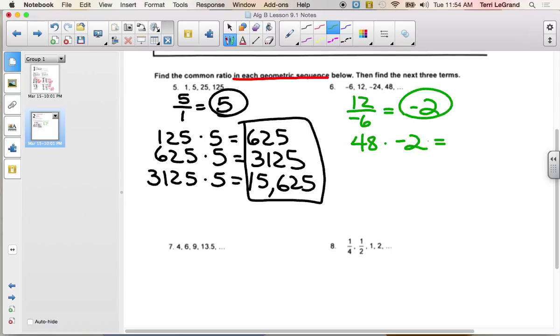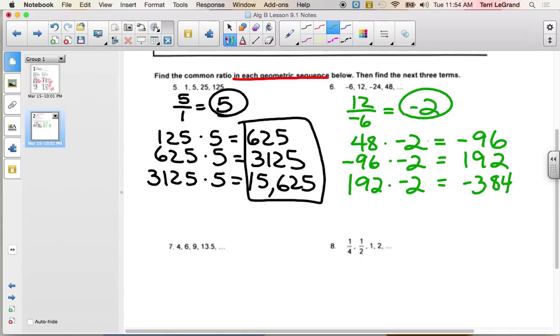And again, you can use your calculators, but let's write it down before you do. What's 48 times -2? -96, yeah, I said it backwards. Okay, -96. And then we have -96, so it's going to get multiplied by -2. 192. And now we'll take our 192 and multiply by -2. And what do we get? -384.